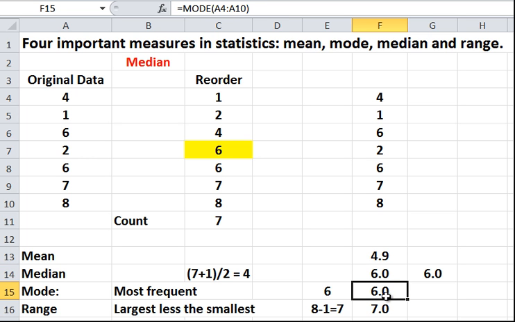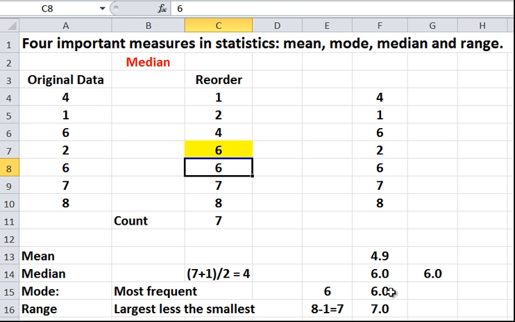The mode is done in exactly the same way. The mode is the most popular number in a set, and in this case you can see that there are 2 6s. So 6 is more popular than say 4. There's only one 4, 1, 7, 1, 8, and so on. But there are two 6s, so 6 is the modal number. That's the most popular number. It appears over here as 6 and 6. It appears twice. Here it's the ordered set, it appears twice.